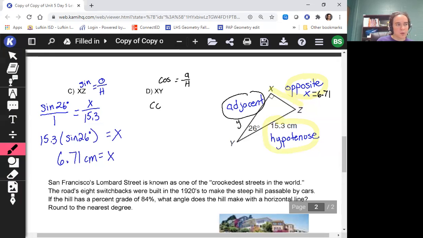Cosine of our angle, so cosine of 26 degrees over 1 equals our adjacent, which is y, what we're trying to find, over our hypotenuse, which is 15.3. Again, we're going to cross multiply, so 15.3 times cosine of 26 degrees equals y. So again, we're going to type that in our calculator, 15.3 times the cosine of 26 degrees.